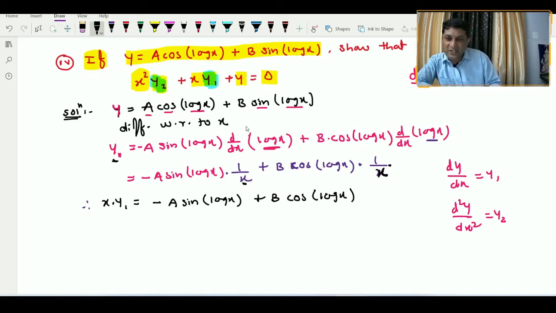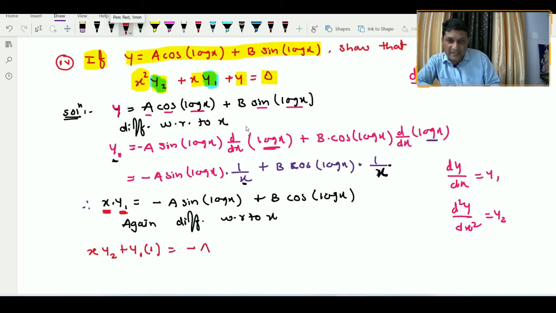Now again differentiate it with respect to x. Now on this side, to find the derivative we have to apply the product rule. According to the product rule, keep the first term as it is, times the derivative of the second term, which is the derivative of y1, denoted by y2, plus the second term as it is, meaning y1 as it is, into the derivative of the first term. The derivative of x is 1.